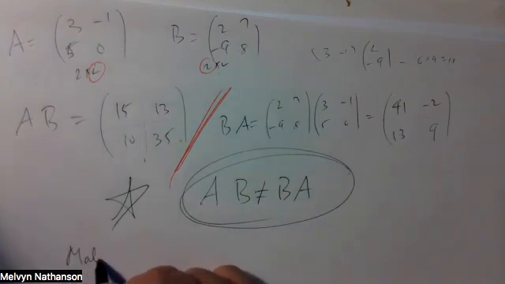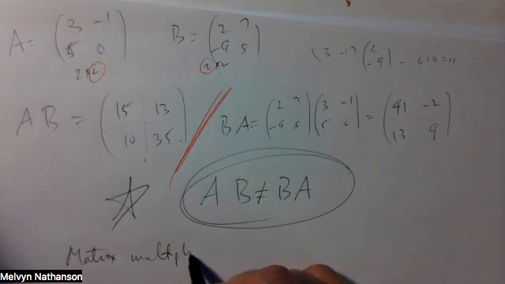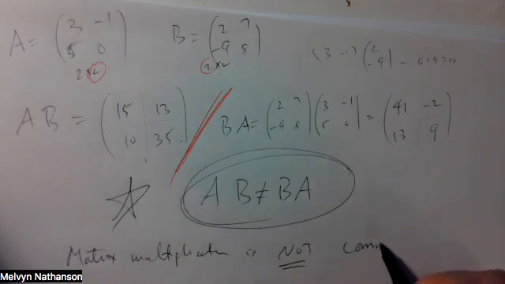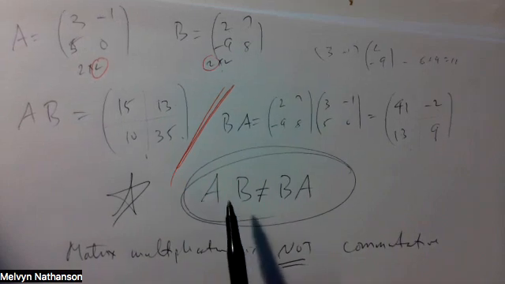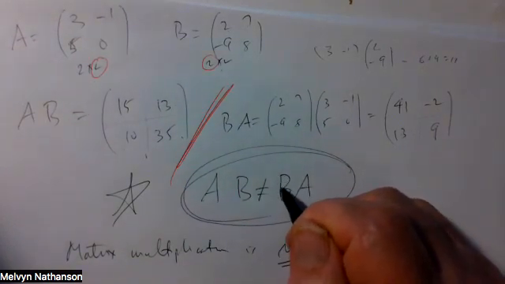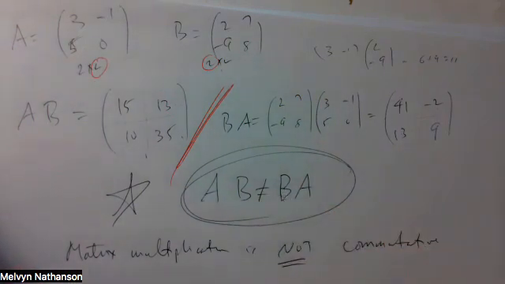So matrix multiplication, when it's defined in both ways, is not commutative. It's not the case that AB equals BA. In a special case, it may happen they're the same, but in general, they're different. So you can never assume that AB equals BA. This is not the case.